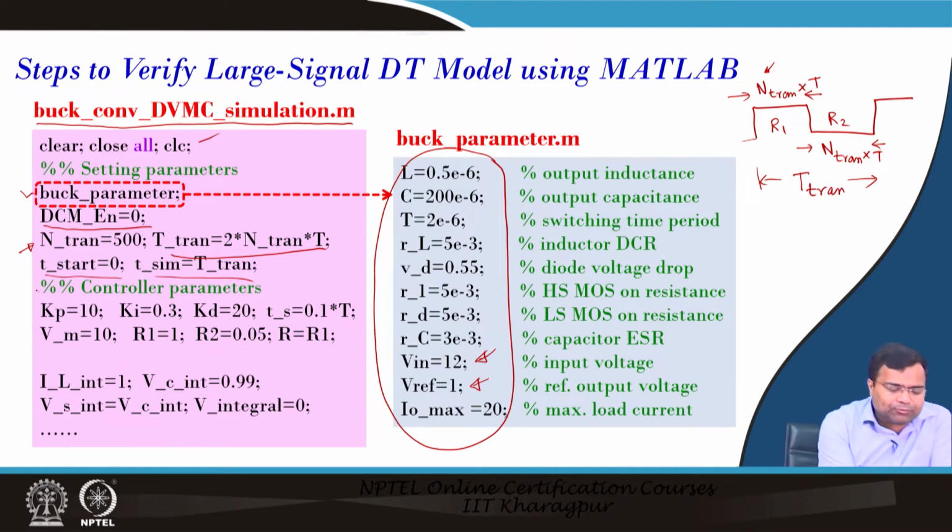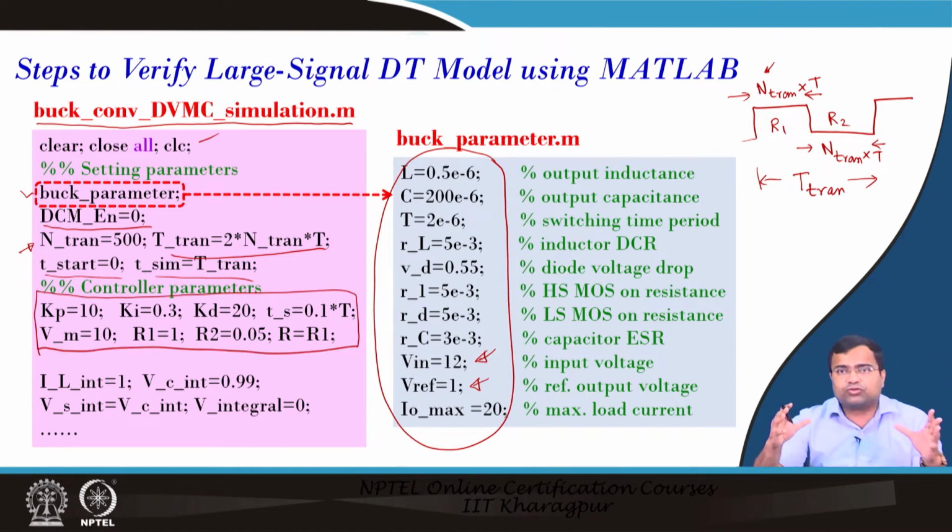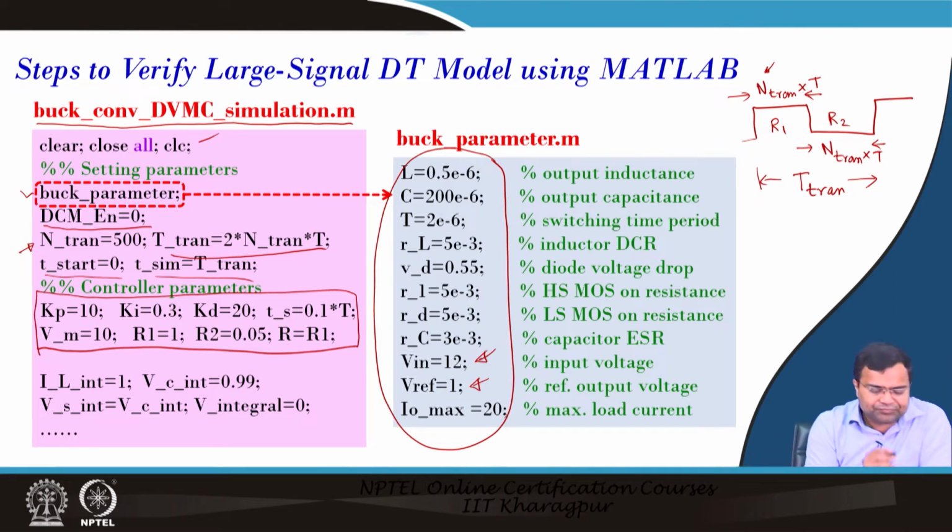Now, we are setting some controller values, but again we have not yet discussed the controller design. So, we want to first show for a given set of controller how we can validate the model. Initially we are considering load resistance R1 to be 1 ohm. Since Vref is 1 volt, 1 volt by 1 ohm is the 1 ampere load for the initial case. Then we are changing the load resistance from R1 to R2, and R2 is 0.05 ohm.